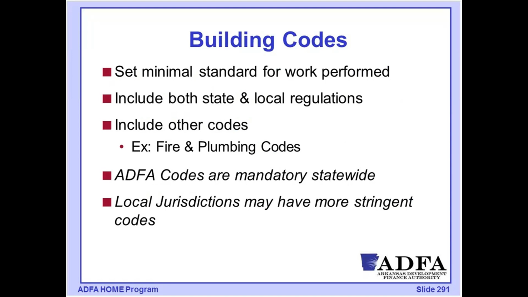To be able to do something that did not line up with what these were requiring. So as we mentioned, the building codes create the minimum standards for the work that's going to be performed. And so there are state and local standards that are going to apply. Included in that are things like fire, electric, and plumbing codes that would be part of that.